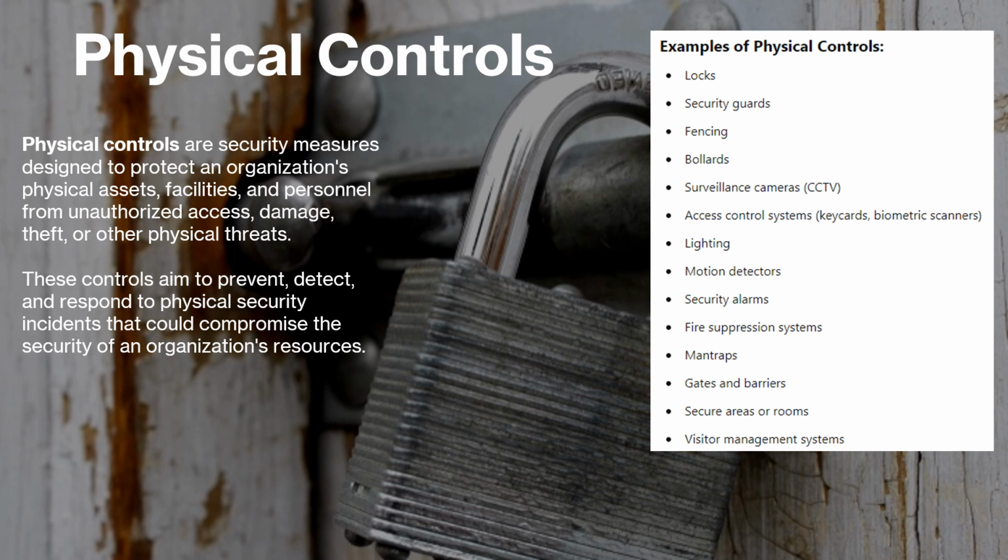Some examples of physical controls include locks, security guards, fencing, bollards, surveillance cameras or CCTV, access control systems like key cards, biometric scanners, etc., lighting, motion detectors, security alarms, fire suppression systems, man traps, gates and barriers, secure areas or rooms, and visitor management systems.